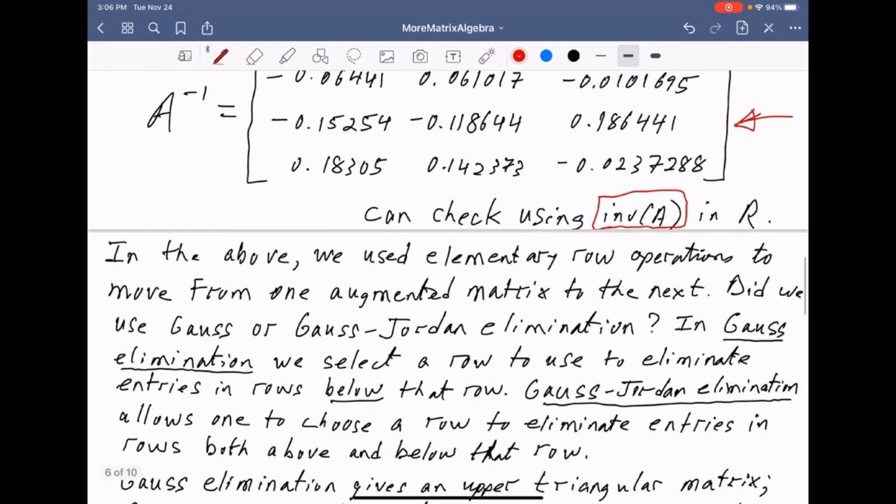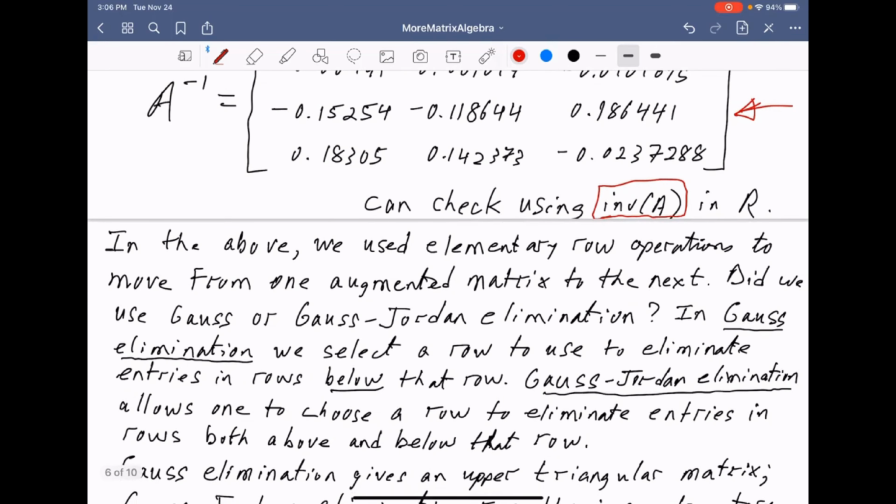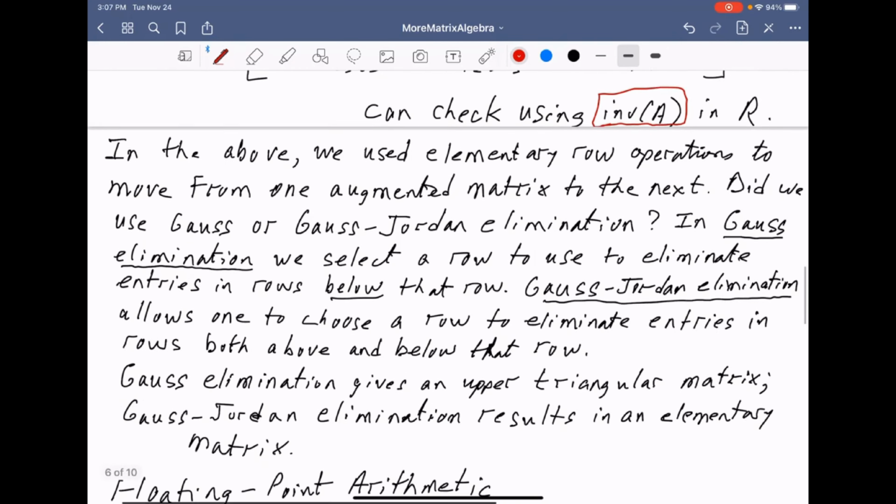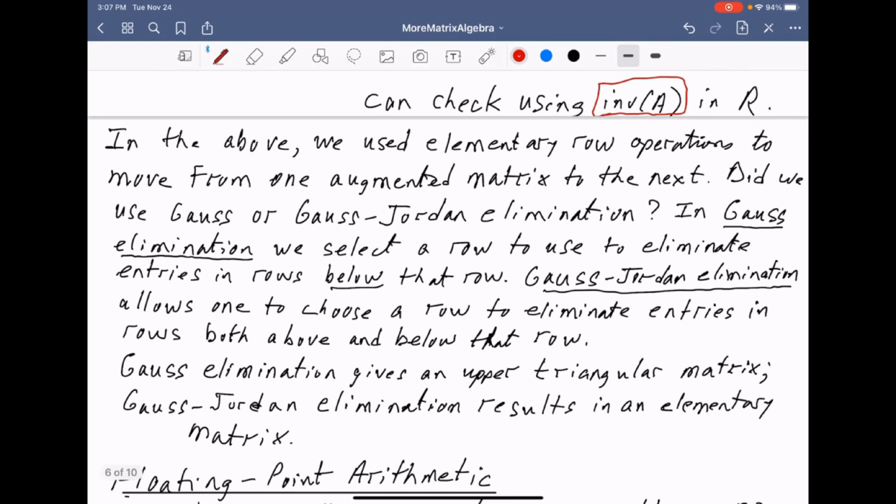In the above, we used elementary row operations to move from one augmented matrix to the next. Did we use Gauss or Gauss-Jordan elimination? In Gauss elimination, we select a row to use to eliminate entries in rows below that row. In Gauss-Jordan elimination, we allow one to choose a row to eliminate entries in rows both above and below that row.